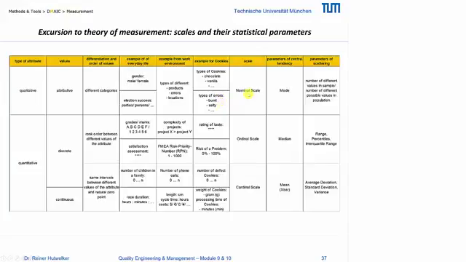The scale on which these values are measured is the nominal scale. The parameter of central tendency is the mode. The parameter of scattering is not important.